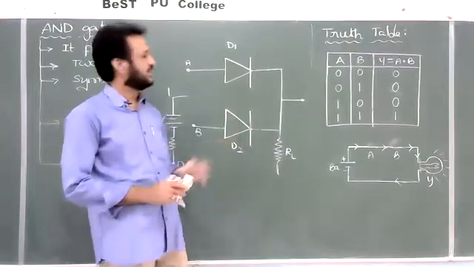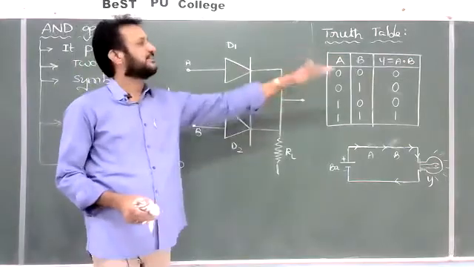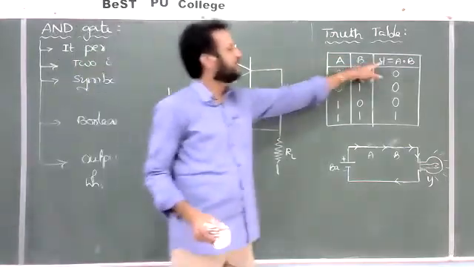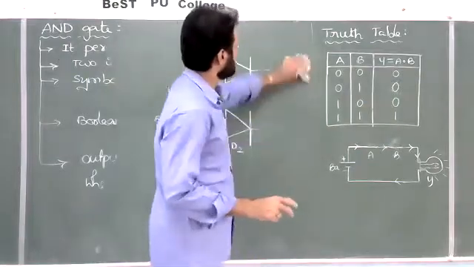Like this also you can explain. If you turn both the diodes to the left side, then exactly reverse to this one. Reverse means 0, 0, 0, 1 you should write, correct? Like opposite directions.